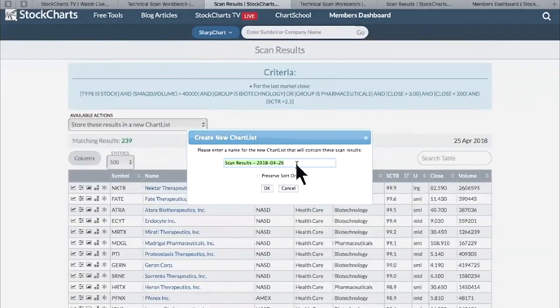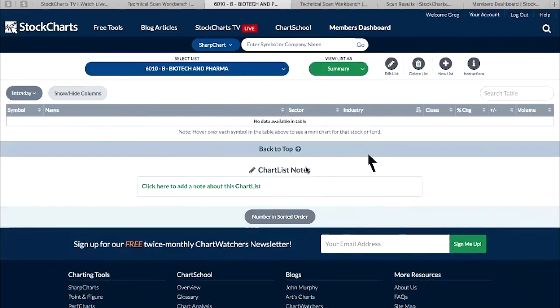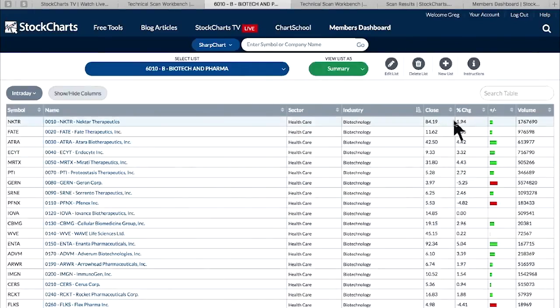So 6010 B dash and biotech and pharma. Okay, and we want to preserve the sort order because we've got it sorted by SCTR or the scooter ranking. And again, the scooter ranking, that is a one single number that will put the strongest stocks first.